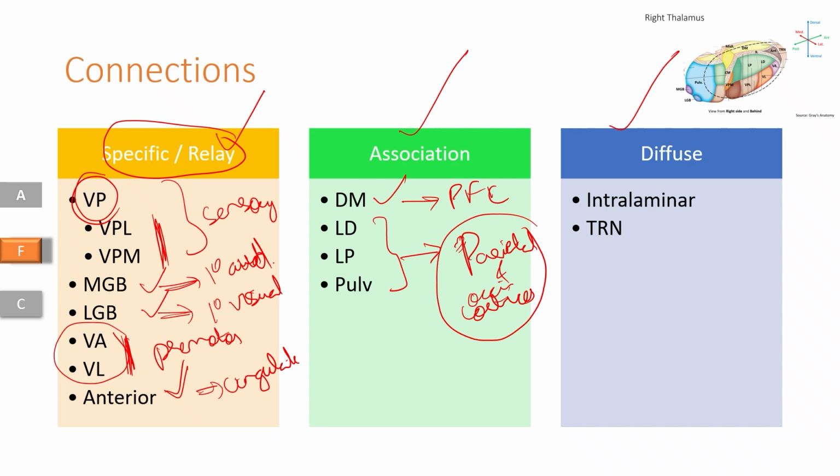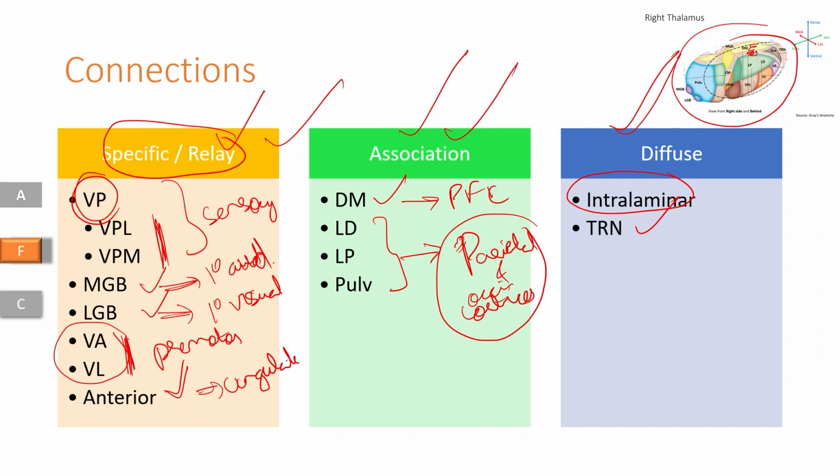Now there are also diffuse projections, which are the intralaminar nuclei, which you remember were found inside the internal medullary lamina, and also the thalamic reticular nucleus. They are all diffusely projecting. So when thalamus is asked as a short note, you have to draw this diagram. You have to draw the individual nuclear groups and the individual nuclei. With that diagram, you have to classify the nuclei as relay, association, and diffuse.